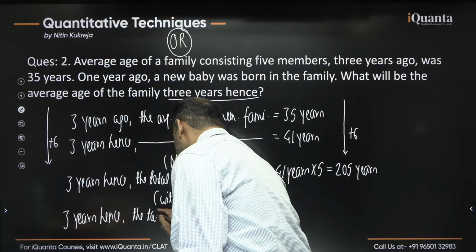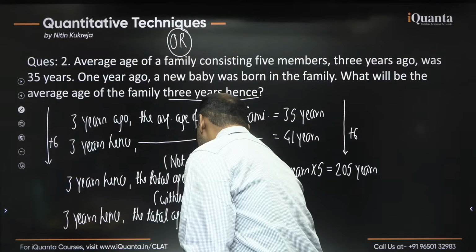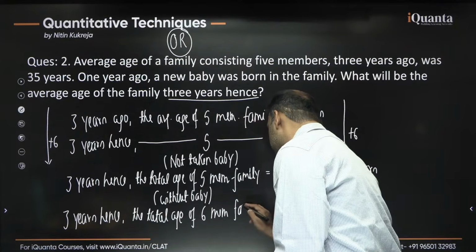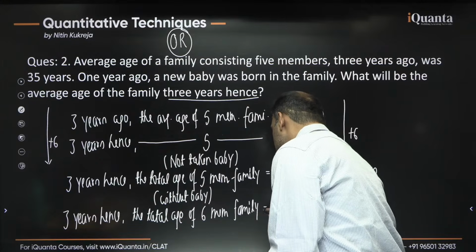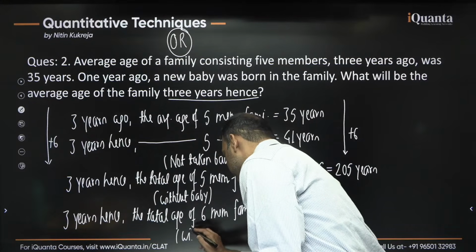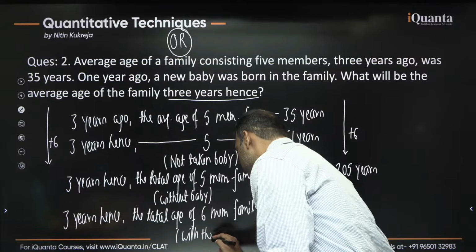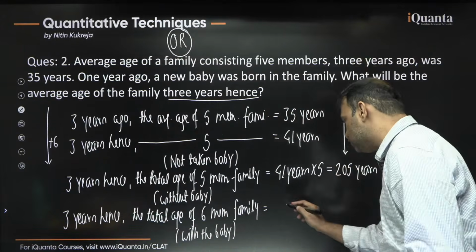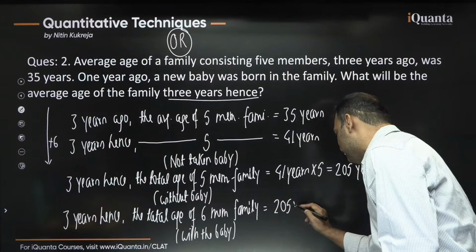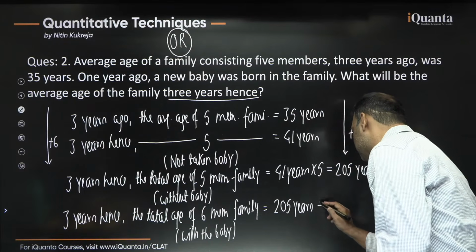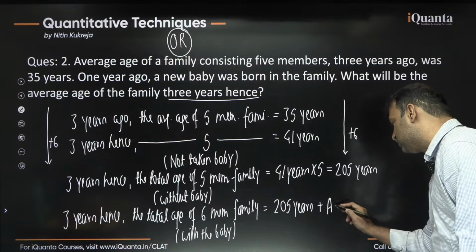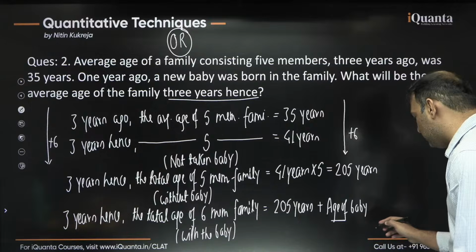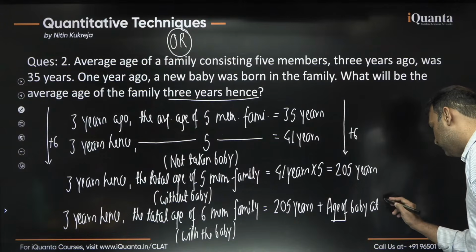The total age of the 6-member family. 6-member, why? Because the baby is being included now, right? So let's write in the bracket with the baby. Okay guys, so what will be the total age now? Very simple. The total age of the 5 members, 205, plus the age of baby at that point of time, because baby is the only one which is added now, right? So we'll write age of the baby at that time.